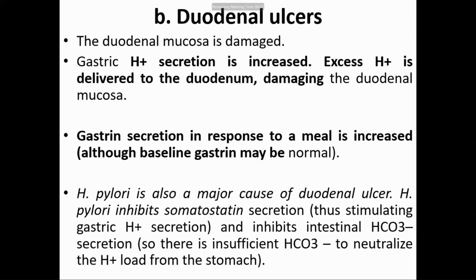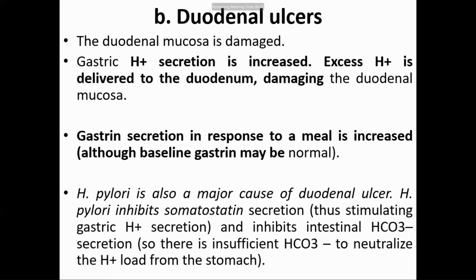So H. pylori is again the major cause of duodenal ulcer. What it does is it inhibits the somatostatin secretion. When somatostatin cells are inhibited, then that will not inhibit the HCl secretion, and that will ultimately increase the degradation of the gastric mucosa.